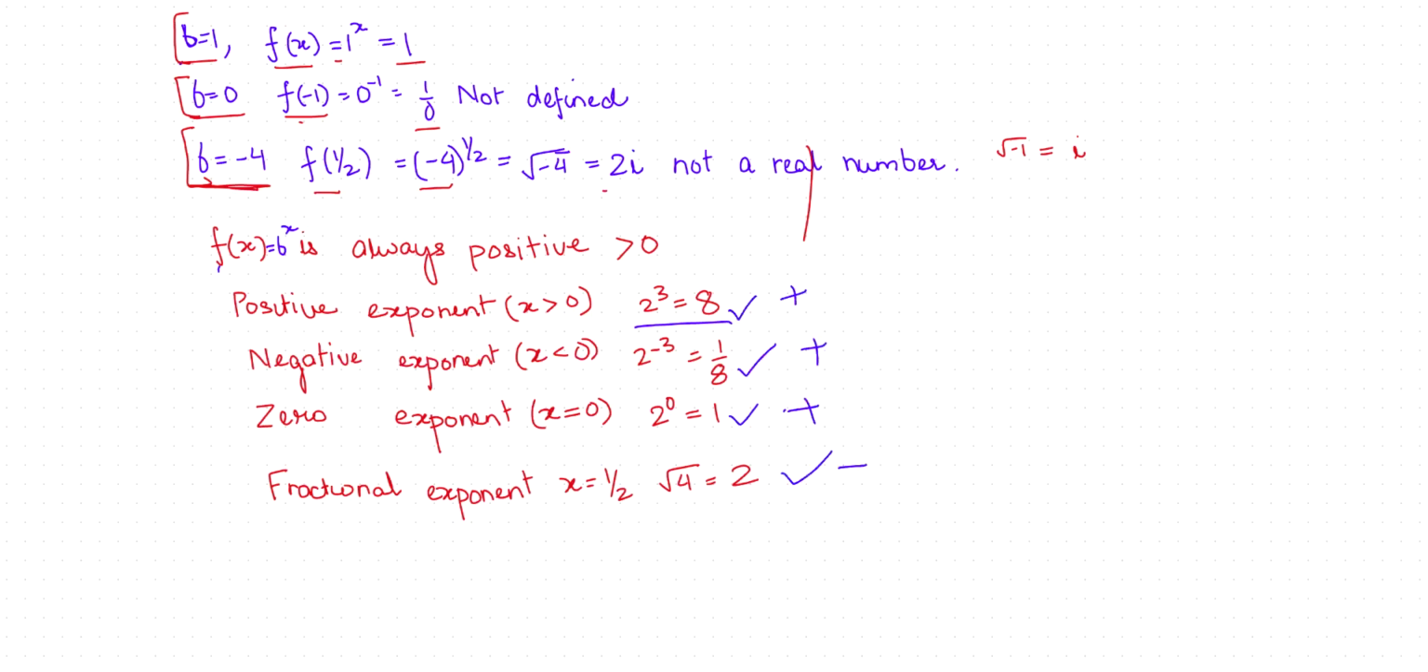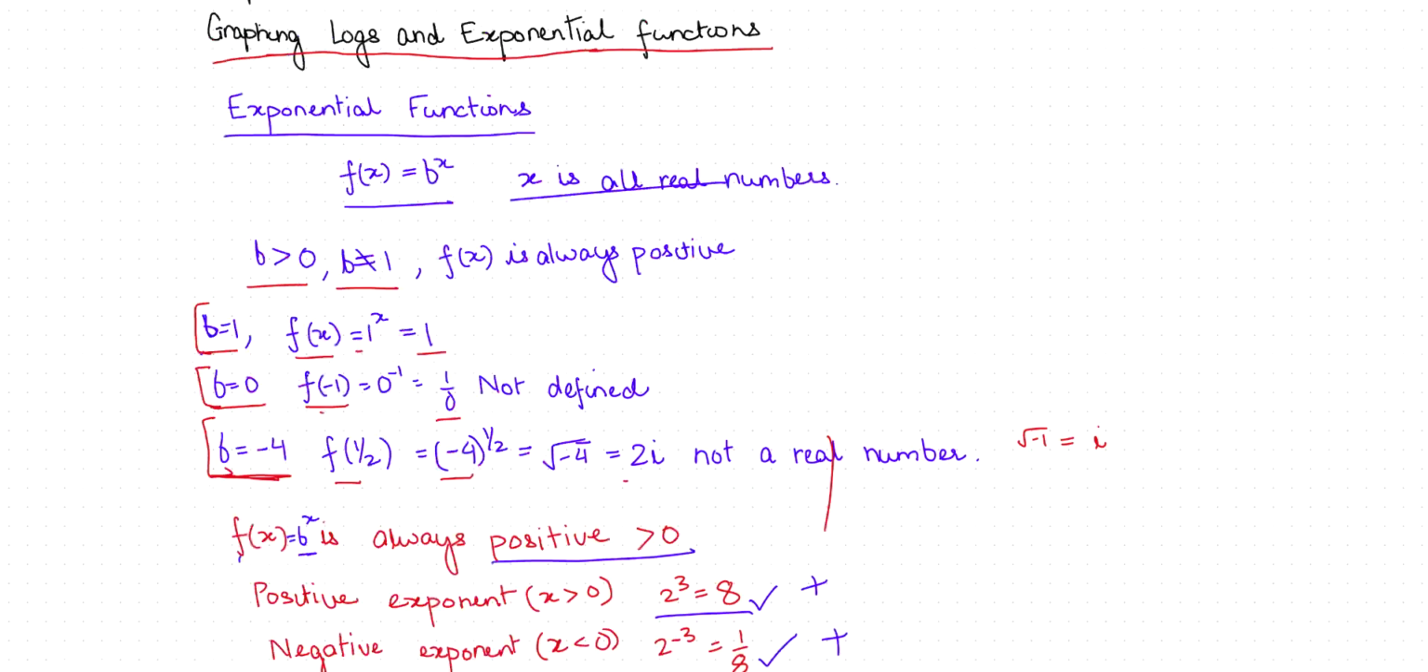So in this case, we can see that f of x, basically the value of the exponent function, is always positive and greater than 0. But the base is greater than 0 here and is not equal to 1. Okay.